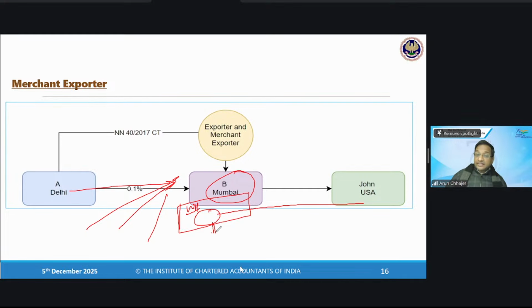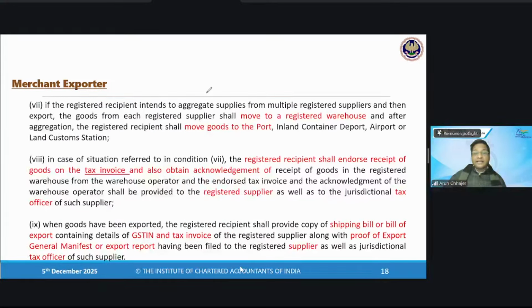And for this, there is an additional requirement. There should be acknowledgement from the warehouse operator that yes, this aggregation work has been done. Okay. If the registered recipient intends to aggregate, then he can do so by moving the goods to the registered warehouse and then move the same to the port, ICD, etc.